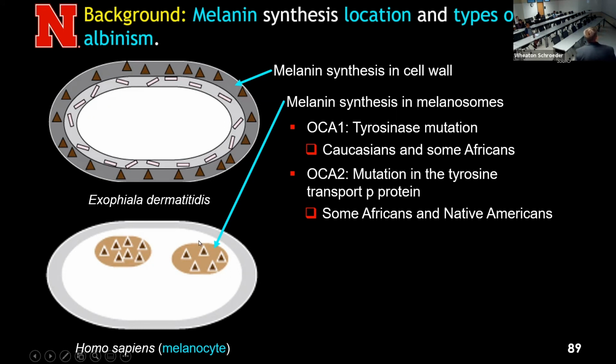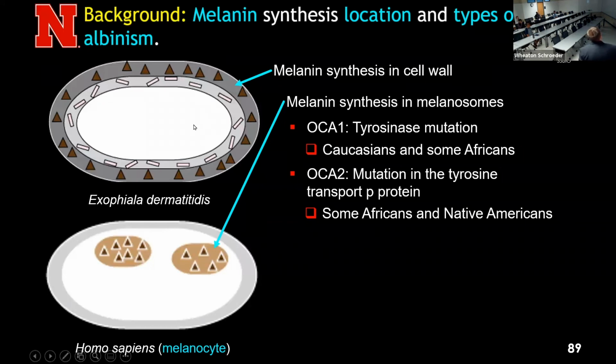And this is where there is a transporter protein located on these organelles called melanosomes that actually transports tyrosine, which is the precursor to melanin production, into the melanosomes where the tyrosinase is located. So if there's that mutation, then it just can't get to the tyrosinase. So that's sort of the second kind of albinism in African populations.